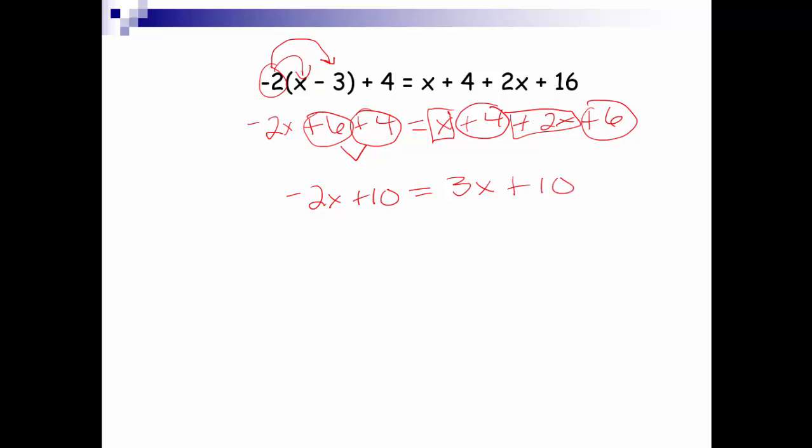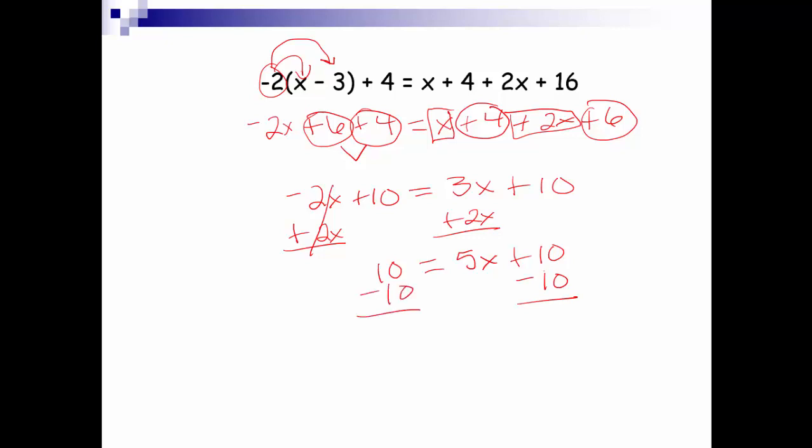Now I'm going to go ahead and get all of my x's on one side. So I'm going to add 2x here because that was a negative 2x to start, and I'm doing the inverse operation. So I'm left with 10 on this side because those zero out, equals 5x plus 10. I'm going to go ahead and subtract 10 on both sides. And I'm going to get 0 equals 5x. So then I'm going to go ahead and divide by 5.